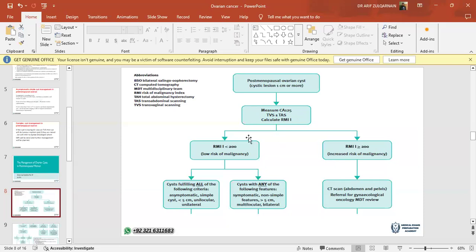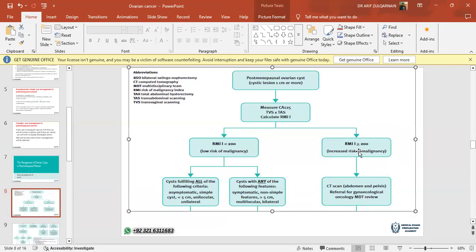If the RMI score is less than 200, the patient has low risk of malignancy. This is 199. RMI is less than 200. But if it is exactly 200 or more than 200, then the patient has increased risk of malignancy. Then how will you manage if the RMI score is less than 200?